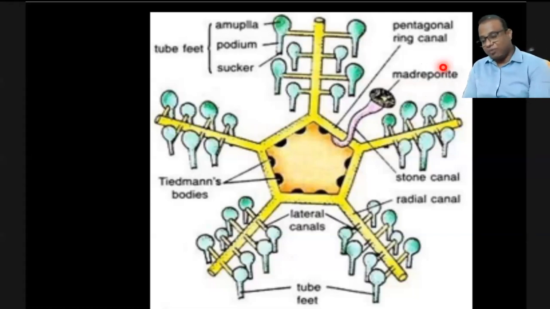And anything that water carries into this canal system gets circulated throughout the body of the echinoderm. So it also helps in circulation, locomotion, and if there are any tiny food particles entering, they get captured inside. So you have the digestive system and everything. That is how echinoderms feed. Is it okay? Yes, sir. Yeah. So this is the canal system in echinoderms.